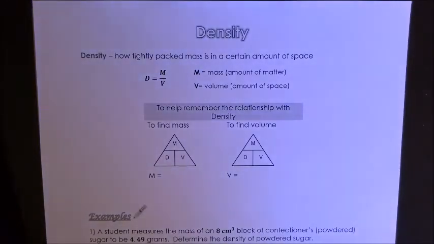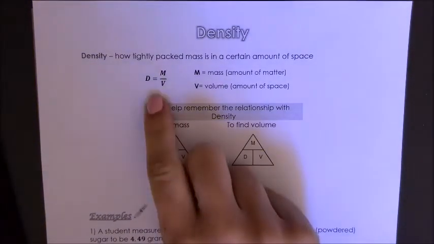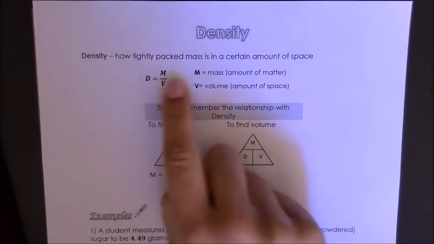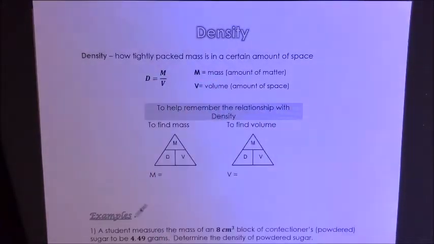In this video, we're going to solve problems that involve density. So what is density? It's how tightly packed mass is in a certain amount of space. In order to find density, the formula is D equals M over V. So your density equals your mass, which is the amount of matter of an object, divided by the volume, which is the amount of space.